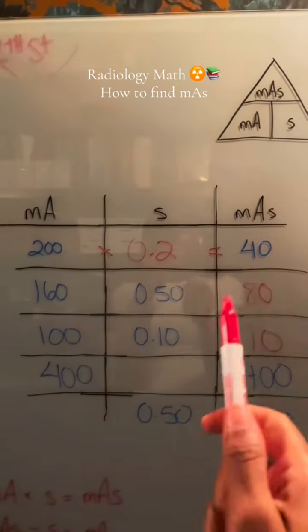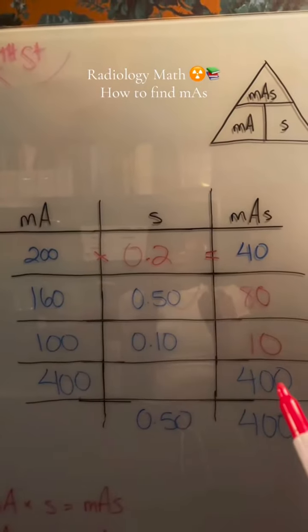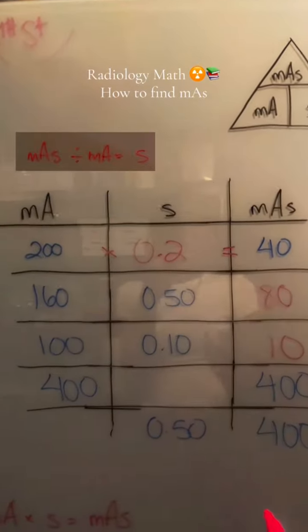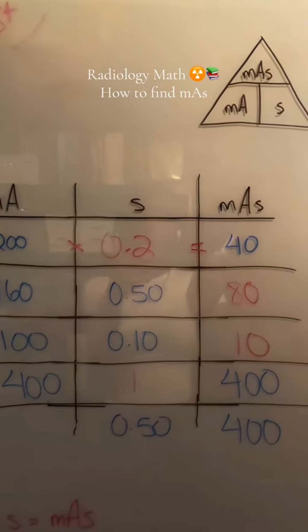Now, once again, we don't have the seconds, but we have the mA and the mAs. You're going to divide 400 by 400, and you'll get 1. To check this, all you have to do is divide 400 by 1.